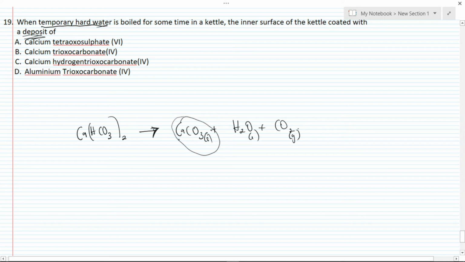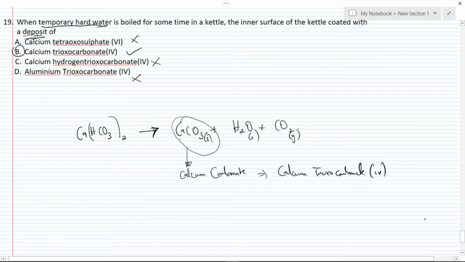So what exactly is CaCO3? Naming it, we have calcium carbonate, or more accurately, calcium trioxocarbonate 4. So it's not aluminium, it's not this, rather it's this. So option B is the correct answer.